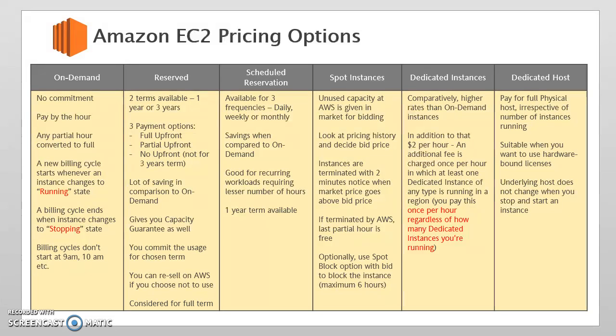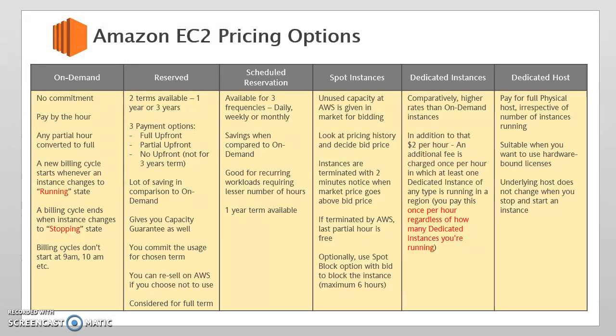And there are three payment options: full upfront, partial upfront, and no upfront. As the name says, with full upfront you pay the money for the full term at the start itself, with no monthly bill for instance usage thereafter. With partial upfront, you pay a part at the start and the remaining comes in the monthly bill. In case of no upfront, you don't pay anything at the start and the monthly bill comes, but you still save a lot when you compare it with on-demand instances. No upfront is not available for the 3 year term, so for that, only full and partial are available.